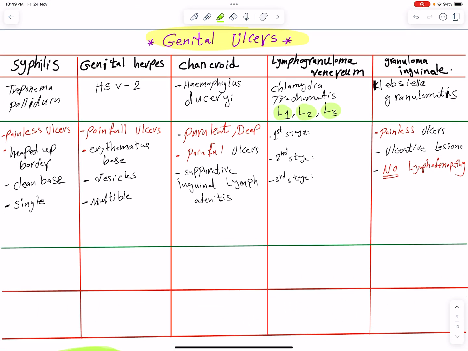So let's start with syphilis. Syphilis is caused by the microorganism called Treponema pallidum, which is a spirochete, while genital herpes, as the name explains, is caused by herpes simplex virus serotype 2, because serotype 1 causes the oral and buccal ulcers or vesicles, while herpes simplex type 2 causes genital herpes. Chancroid is caused by a bacterium called Haemophilus ducreyi, and lymphogranuloma venereum is caused by Chlamydia trachomatis.